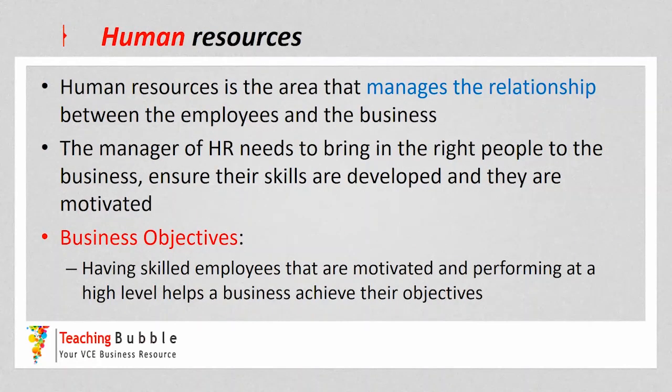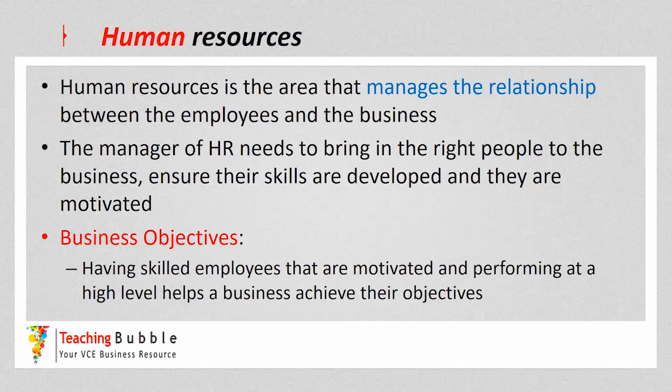Now, human resources is the area of the business that actually manages the relationship between the employees and the business. So the human resource manager needs to bring in the right people, so get the best people into the business, needs to ensure that they have the right skills by going through training and development, and also that they're motivated and satisfied in their job. So they're really managing the employees to try and ensure that they're operating at a high level.